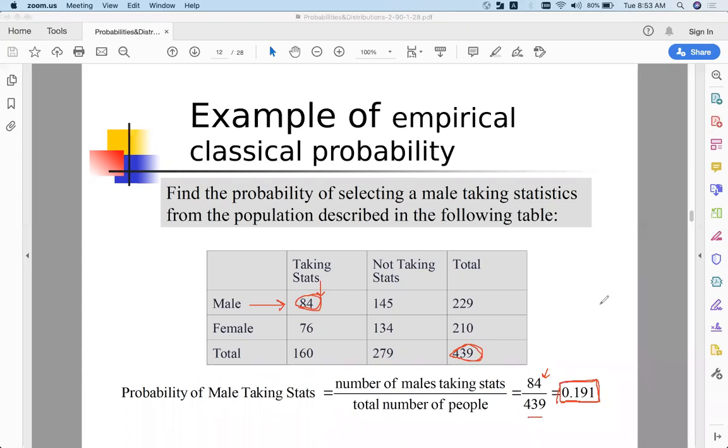Mani, if I see that, first my mind will think of the population of males, 229. Because the question says selecting a male taking statistics from the population. And it is not mentioned as overall population, so should we consider the overall total or how it is? Yeah, that's a good question. Generally, if I ask you the probability of selecting a male taking statistics from males, I say from males, then you have to go for this, because I have clearly mentioned males.